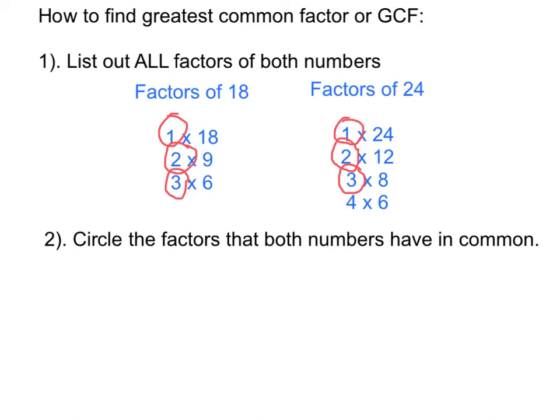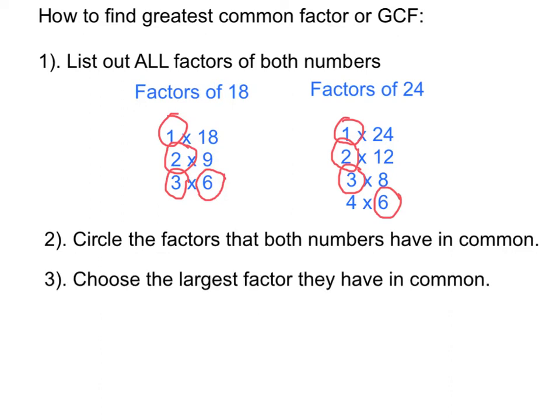Let's see here. Are there any more, guys? Yeah. 6 is also a factor that they both have. So that's a common factor. So 18 and 24 have 1, 2, 3, and 6 as common factors.